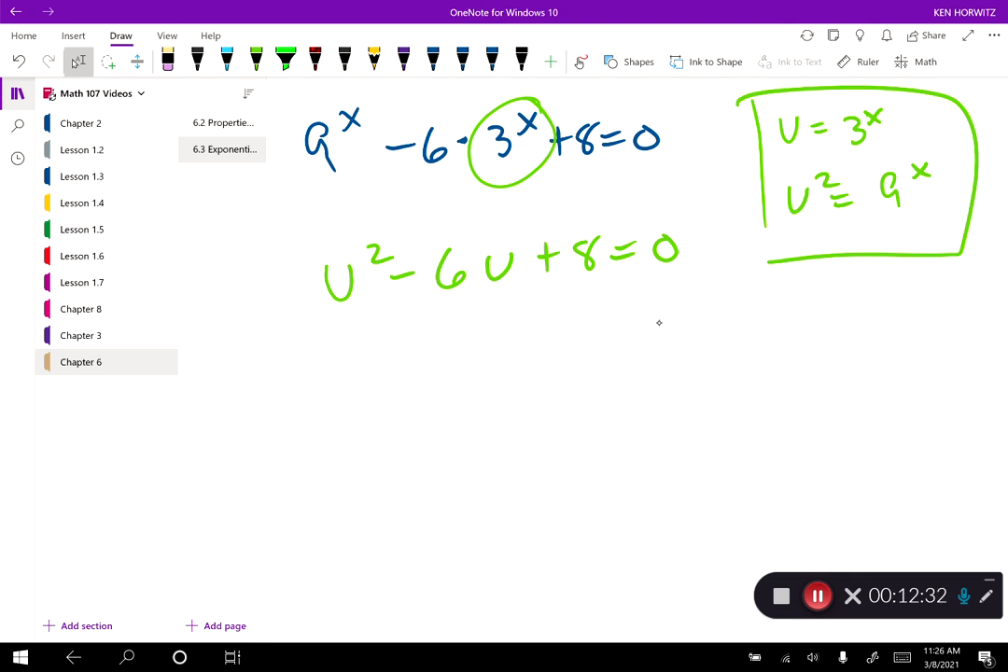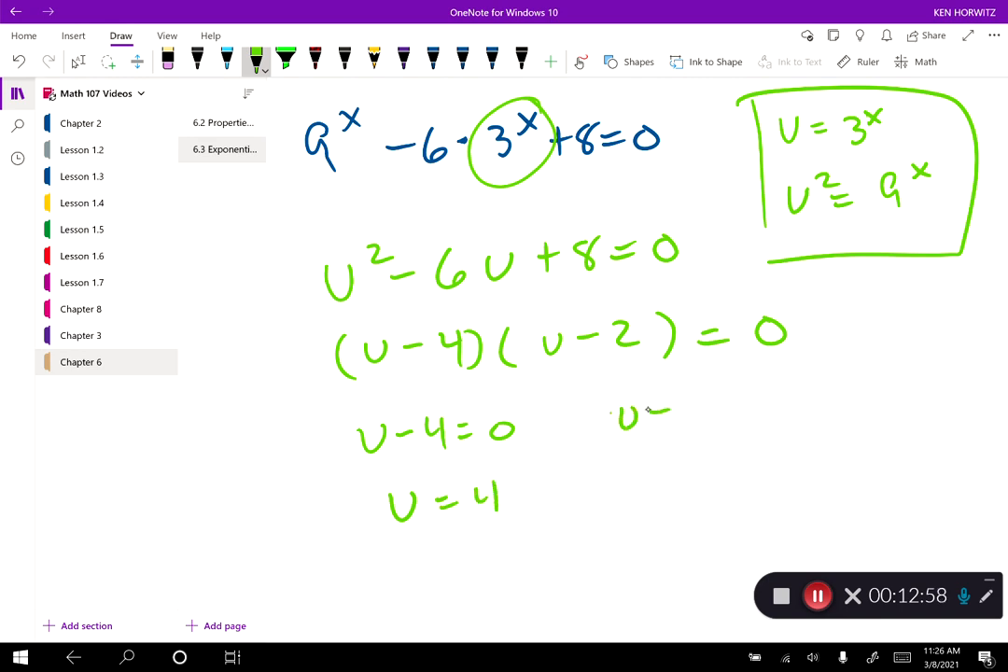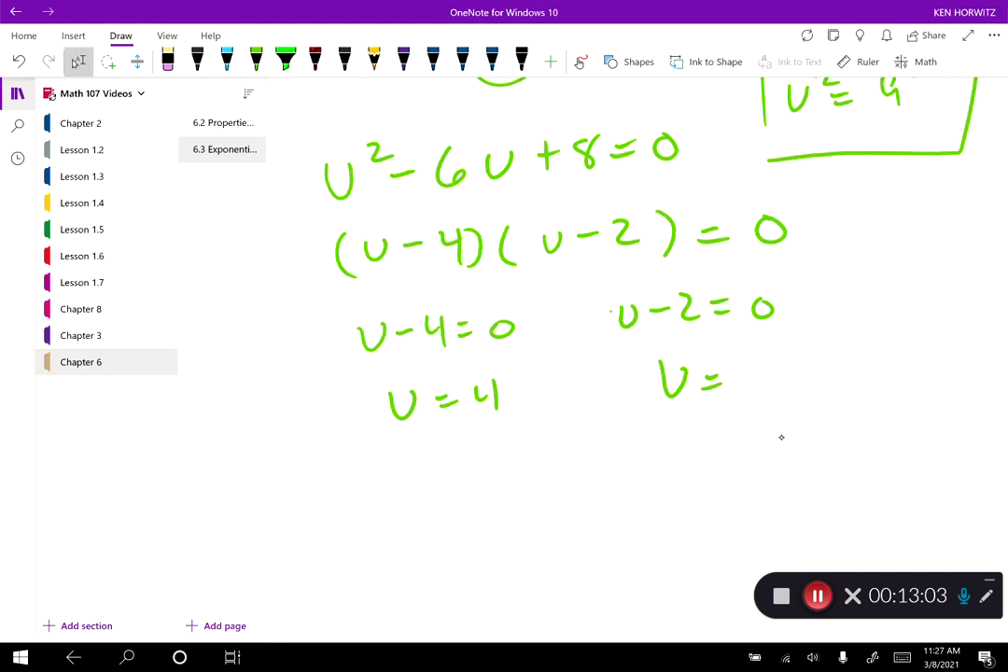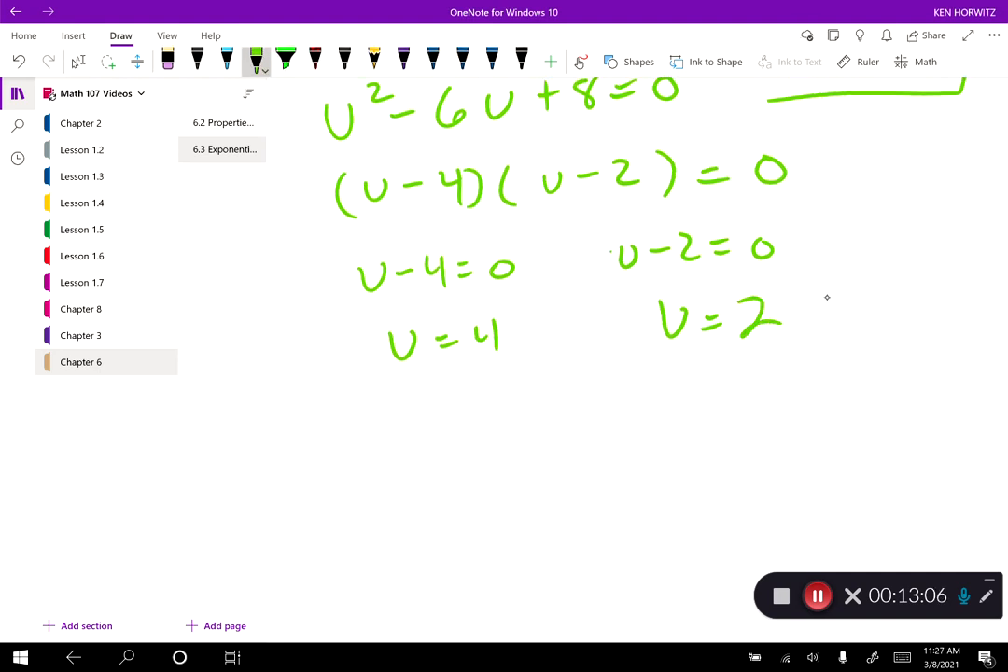Okay. And solving for u, in this case, is going to be a whole lot easier than dealing with those exponential expressions the whole time. Because from here, I'm going to factor, and I'm going to say u minus 4 and u minus 2. Just checking, make sure that's right. Then u minus 4 equals 0, u equals 4. U minus 2 equals 0, u equals 2. All right, but we're not quite done yet.